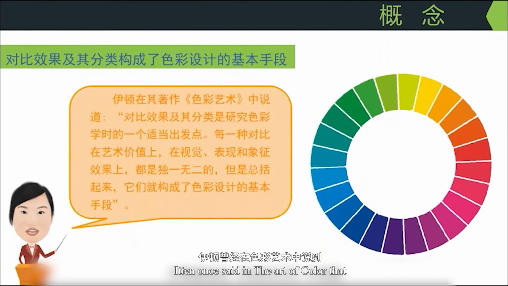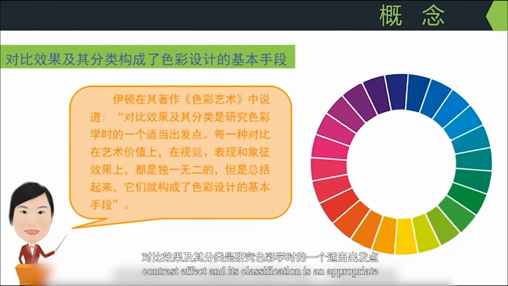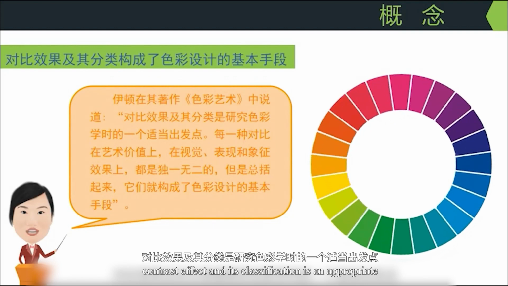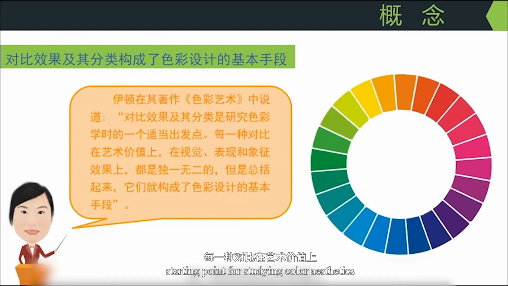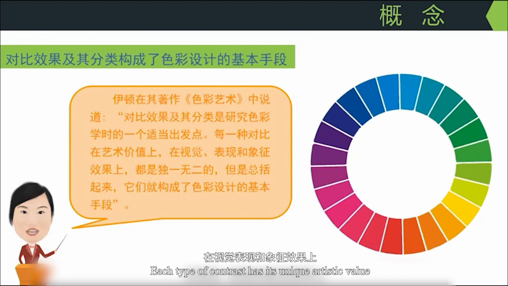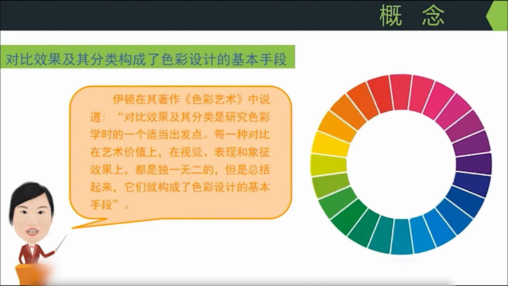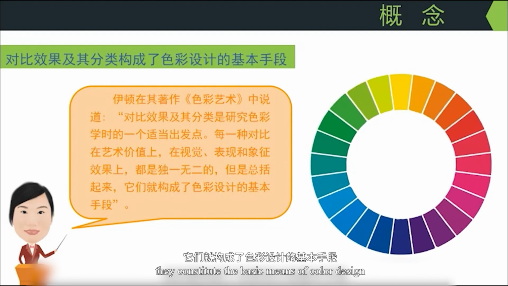Eaton once said in The Art of Color that contrast effect and its classification is an appropriate starting point for studying color aesthetics. Each type of contrast has its own unique artistic value, visual expression, and symbolic effect, but overall, they constitute the basic means of color design.